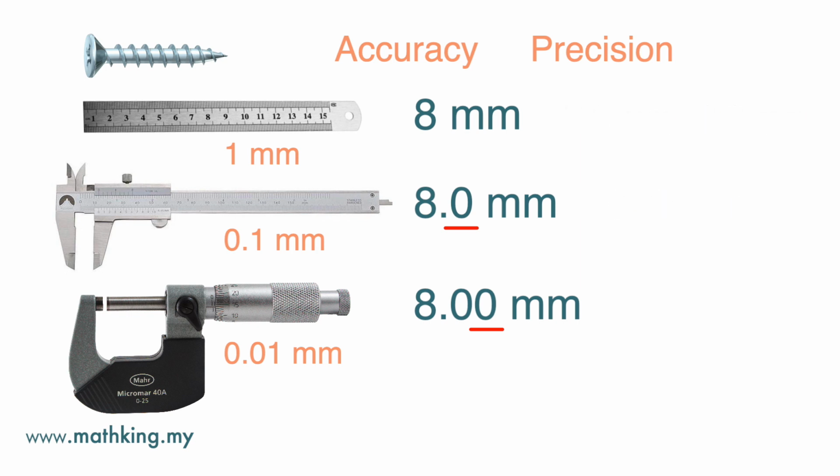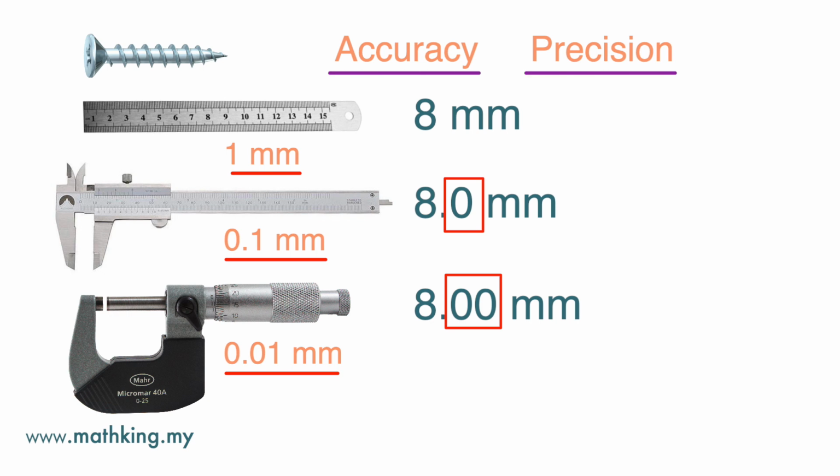So let's look at this again. These three measurements have different meaning. Well, different precision. 8 mm means it is precise to 1 mm. 8.0 mm means it is precise to 0.1 mm. 8.00 mm means it is precise to 0.01 mm. So we can see that the 0 here tells us something. It tells us the precision of this number. It has a meaning. It is significant.